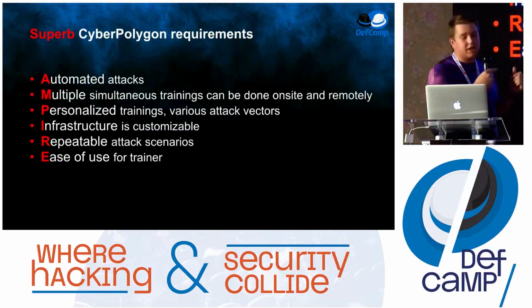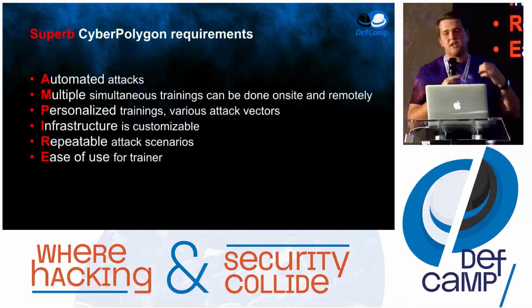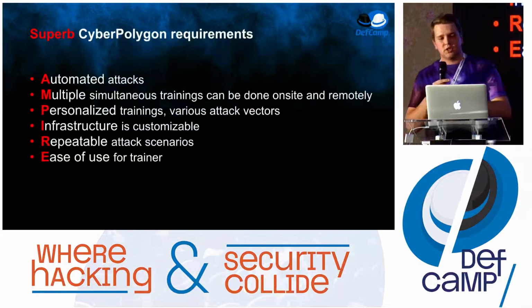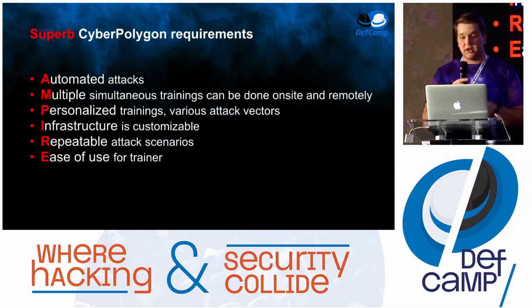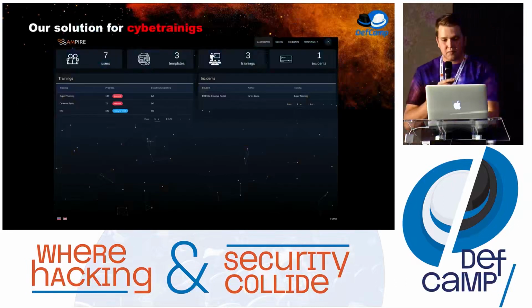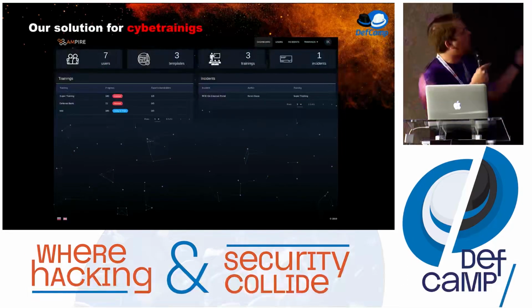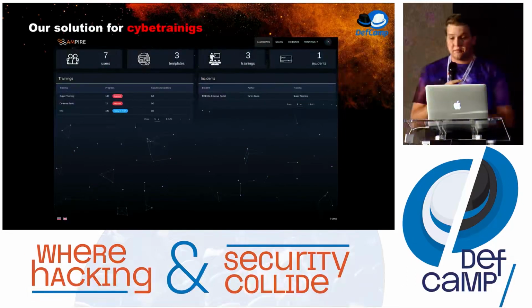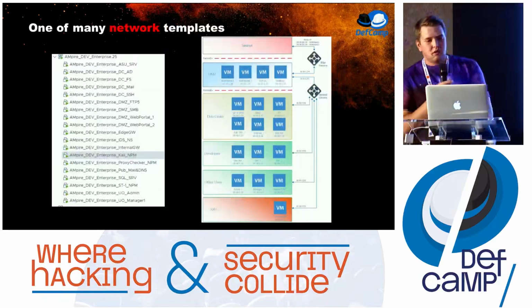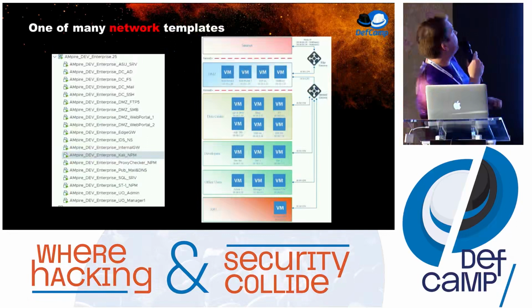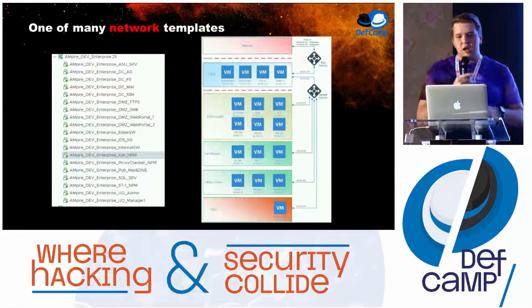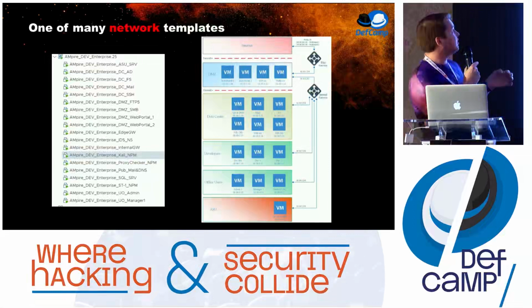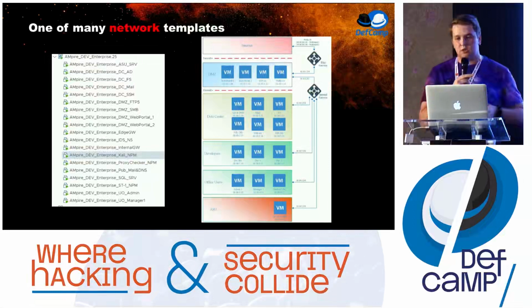And of course, infrastructure is customizable and easy to use for trainers and students, with repeatable attack scenarios, and fully autonomous. Finally, all these requirements were implemented in our teaching platform, AMPIRE. Now I want to talk about key features of this platform. Let's start with the network templates. We have two main templates: Bank Office and Enterprise Office.